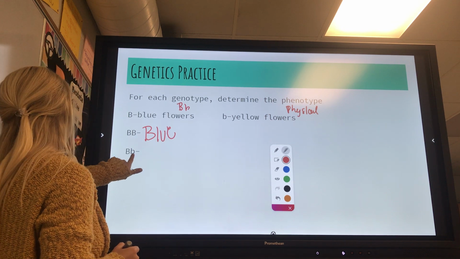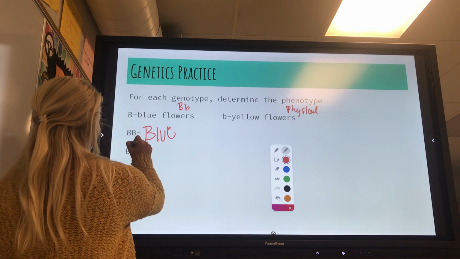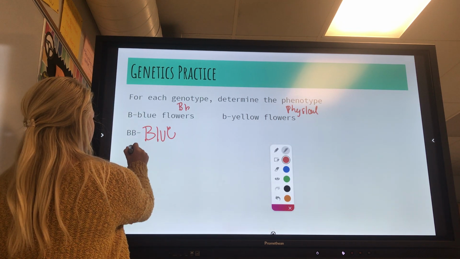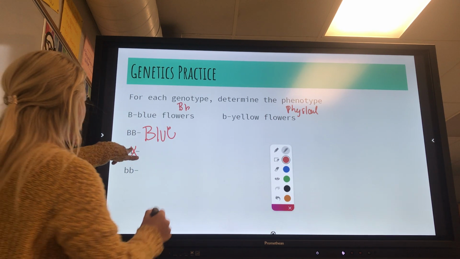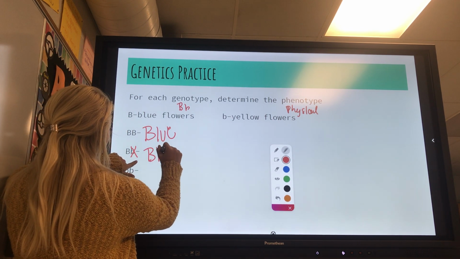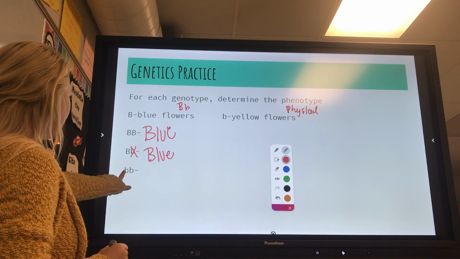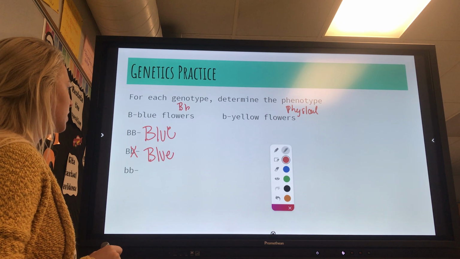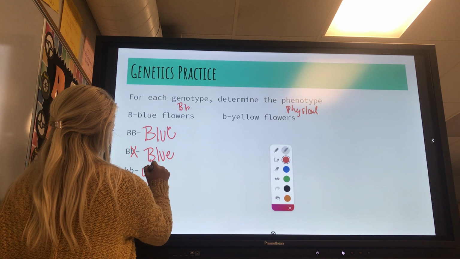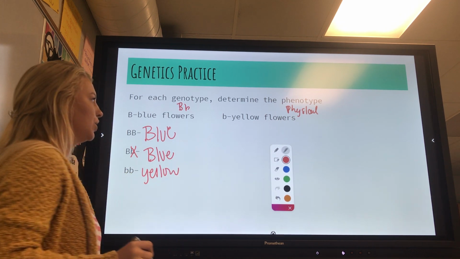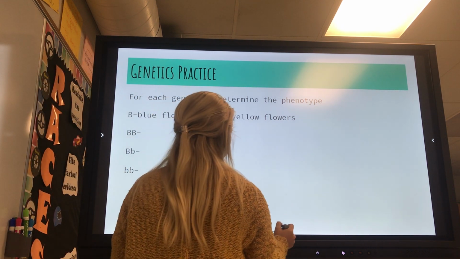Here you have a big B, little b. So you have a dominant and a recessive. So you have blue and yellow, but that blue, that dominant allele, is going to trump that recessive allele. So you're going to have a blue flower here. So your phenotype is blue there. And then here you have two recessive alleles. So you have nothing blue, you only have yellow. Your phenotype here is going to be yellow. That is your physical appearance.